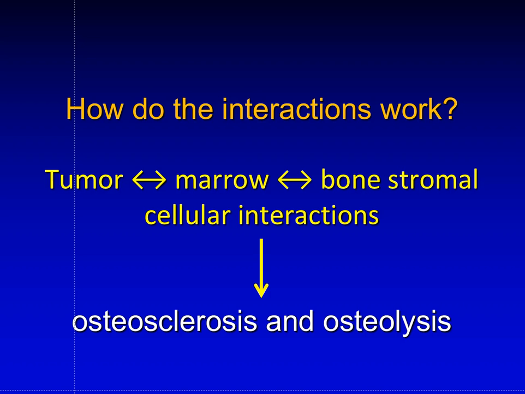So what are the interactions between tumor, the marrow cells and the bone stromal cells that lead to osteosclerosis and osteolysis?